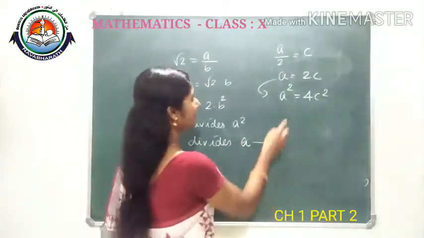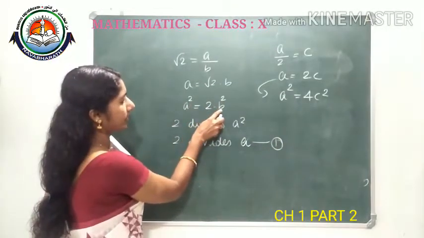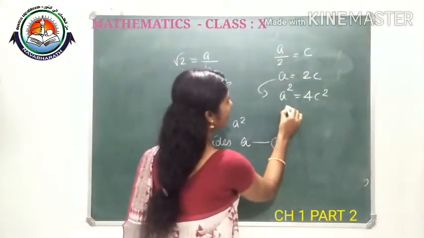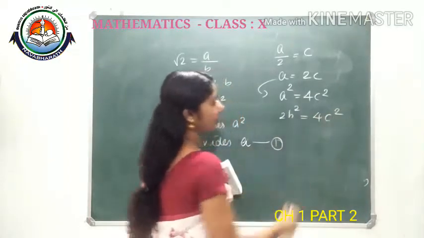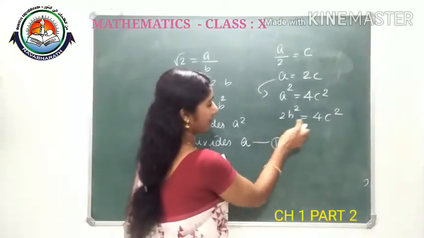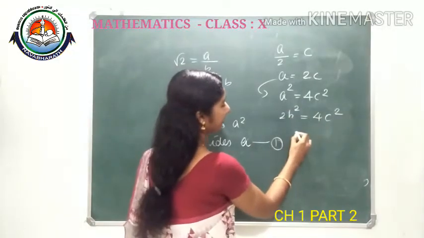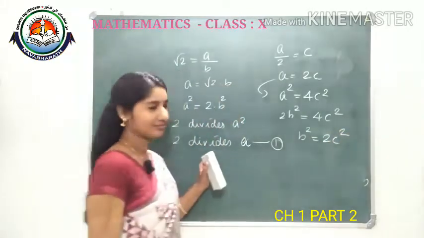Then see, A square means 2B square. So instead of A square we write 2B square, and 2B square equals 4C square. 2 is a common factor on both sides, so we can cancel it. We get B square equal to 2C square.